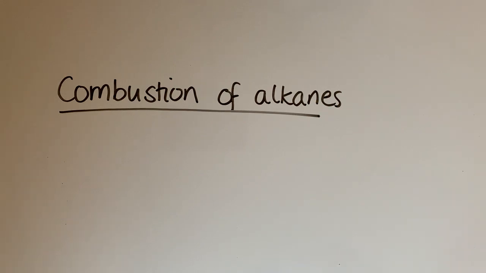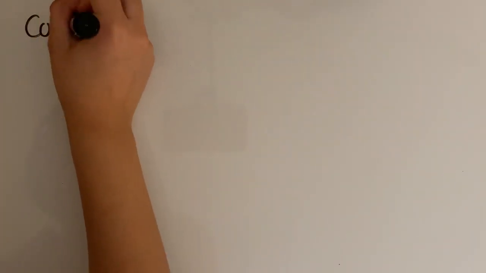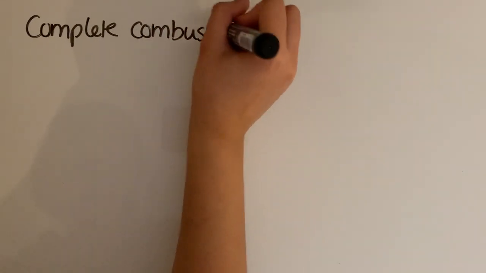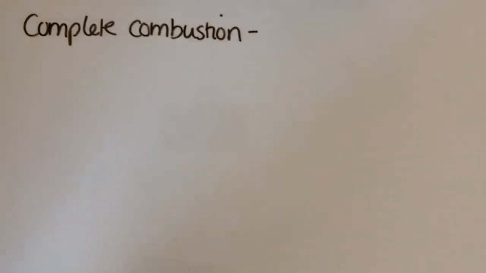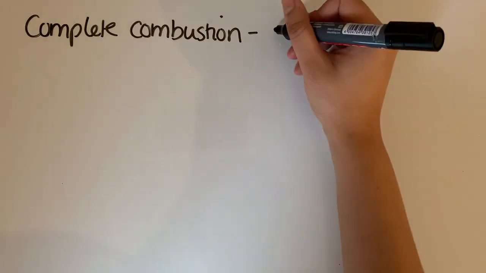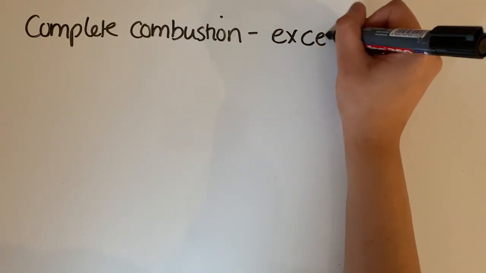When it comes to combustion of alkanes, there are two types of combustion. One is complete combustion and the other one is incomplete. We're going to look at complete combustion first. Complete combustion means you are burning your fuel, your hydrocarbon, in excess oxygen. So you are doing it in a well ventilated area, in excess oxygen.